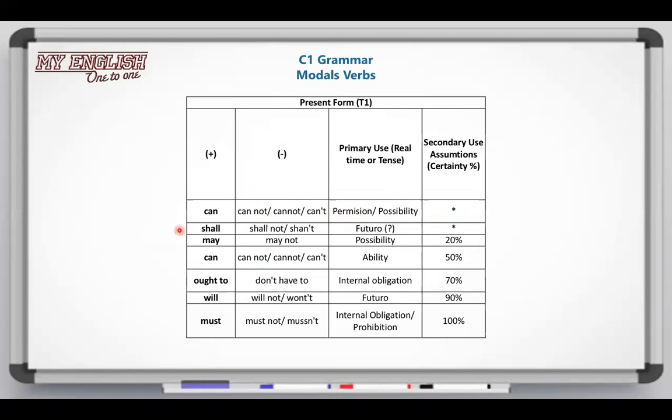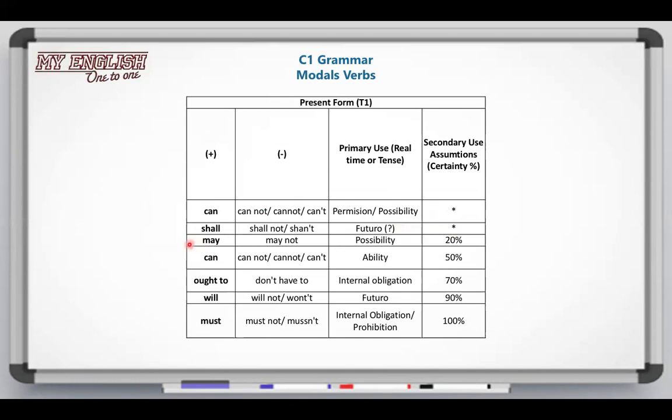Another verb is the verb shall. The negative is shall not, or the contraction shan't. It means future when you are requesting something, especially in first person, I or we. It's like, what shall I do, or what shall we do? It could be used for that. Shall doesn't have a secondary use.